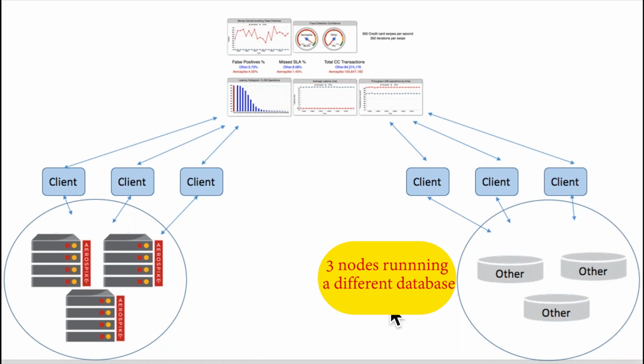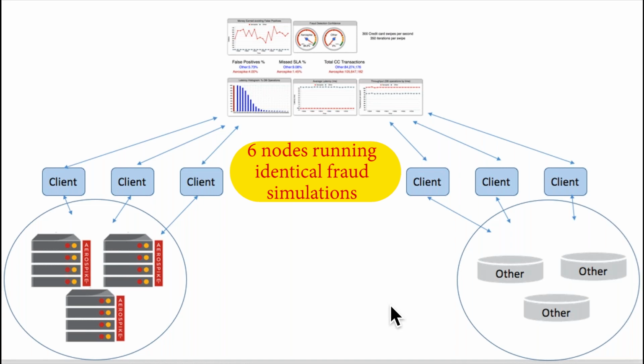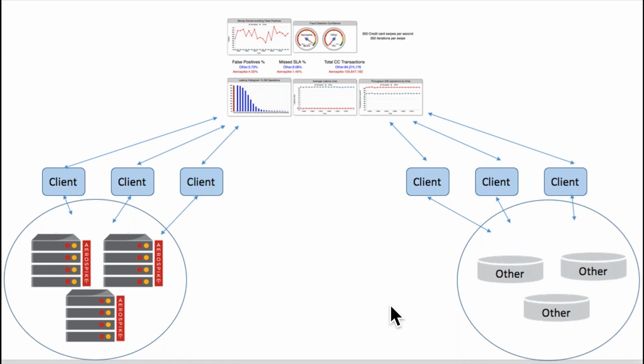So what I'm going to show you is a comparison of two databases. I've got an Aerospike cluster with 3 nodes and another database cluster with 3 nodes. We've got 3 clients attached to each cluster, and those 3 clients are feeding into a front end so we can see the results. What you will see across the top would be the business results, the false positives and the confidence factor, and across the bottom are the technical results, latency and throughput.